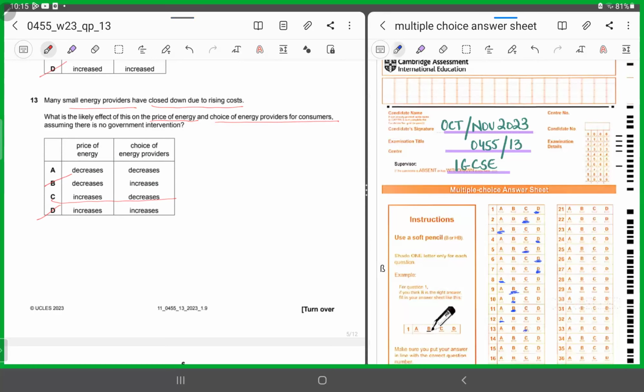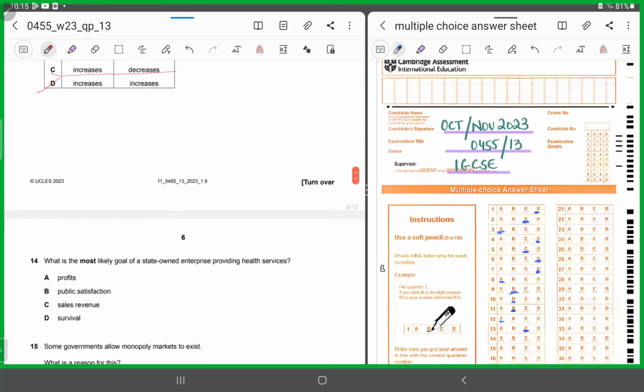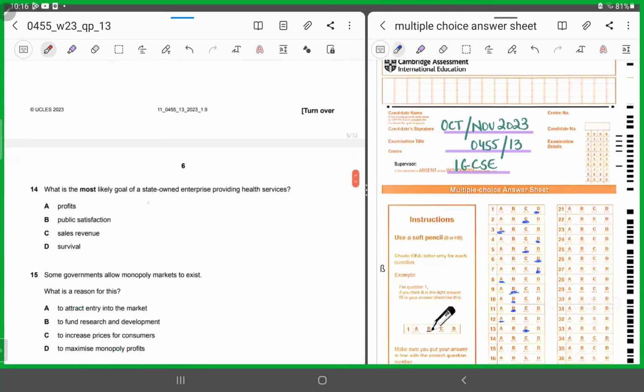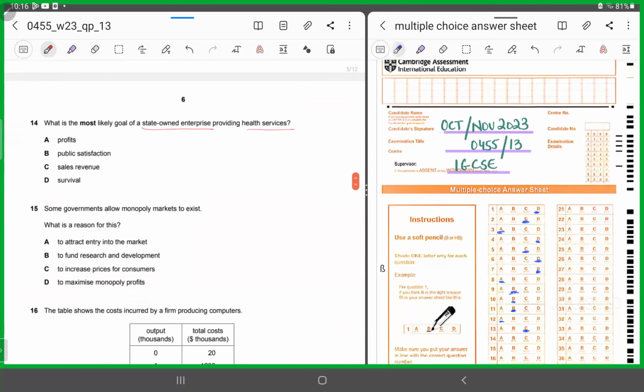All right. Number 14. What is the most likely goal of a state-owned enterprise providing health services? Now, they're saying what is the reason of a government enterprise responsible for the provision of health services? Profits, public satisfaction, sales revenue, survival. Now, profits, sales revenue, survival, all are the goals of a private firm. Profit is the incentive of a private firm, sales revenue again, and survival also, again, for privately owned firms. Public satisfaction, maximization of welfare of the citizens. So it has to be B. 14 has to be B.